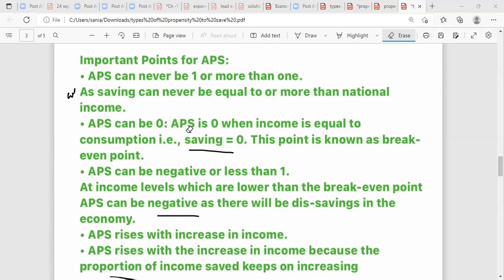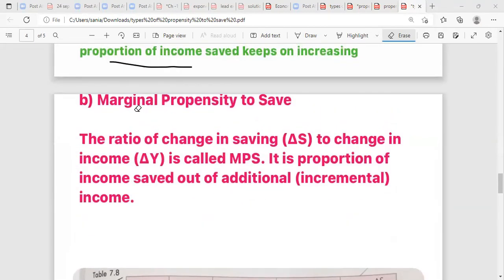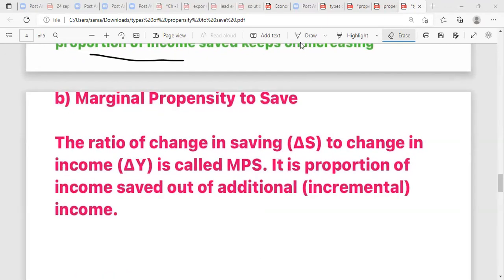Okay, good. Now we are going to do the next part, which is your marginal propensity to save. It is same as the consumption, but instead of consumption, you're going to write savings. So the ratio of change in savings to change in income is called MPS. It is the proportion of income saved out of additional income. Clear?